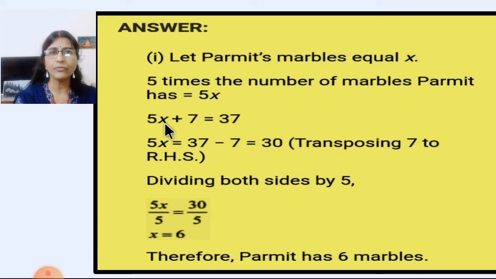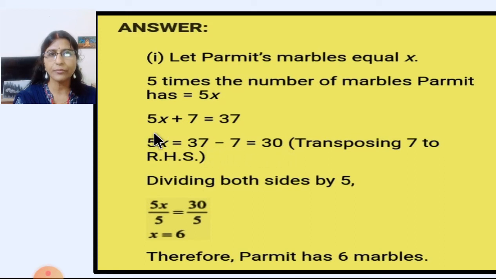Now what we'll do, we'll keep 5x, the term, on the left side, and this we will take to the other side. Plus 7 will become minus 7. 37 minus 7 is 30. Now we got a new equation here, 5x is equal to 30.